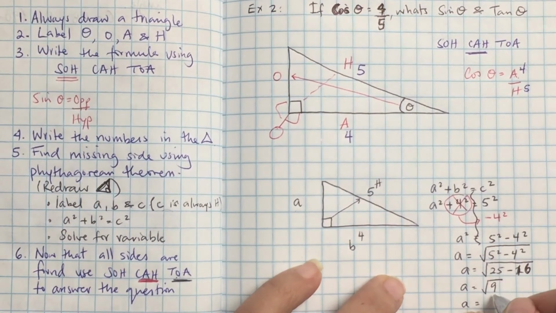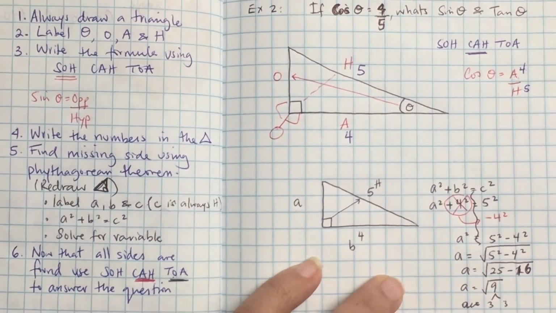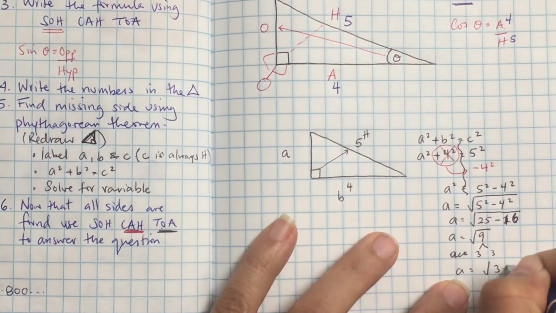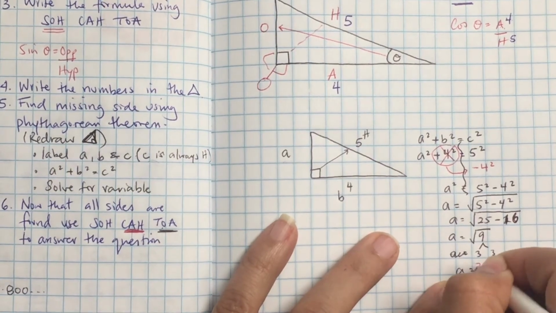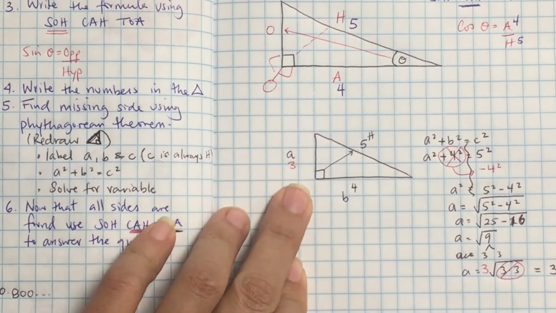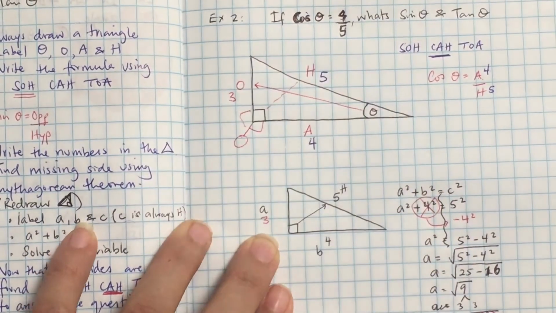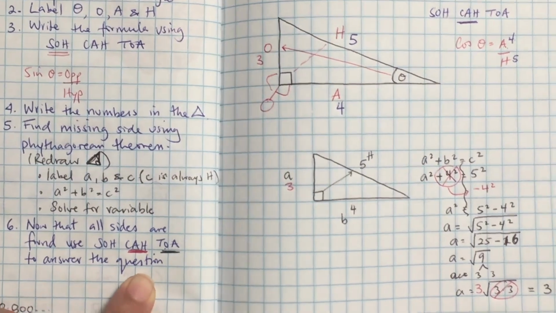And I can make a box, right? Because 9 breaks down to 3 and 3. And that will give me a box of 3. So if I write it out as 3 times 3, take the 3 outside, and there's nothing left inside, so it simplifies to 3. So A is 3. Fill it in on the top triangle as well. And then now use Sohcahtoa again to find what your question was asking.